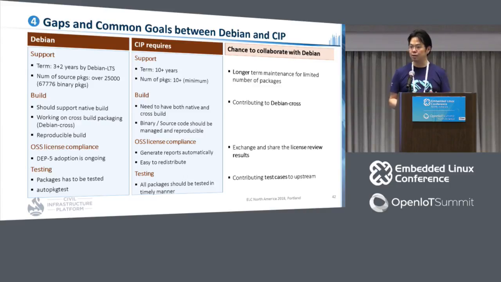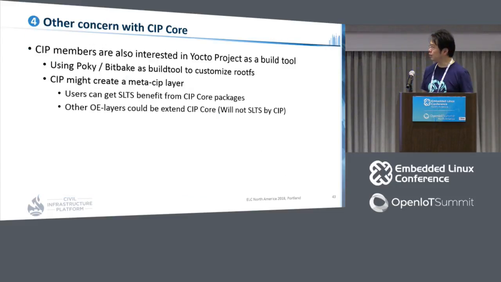And for build systems, we sometimes need to have cross-build capabilities, but Debian is using native build. So there are some points we can contribute for Debian cross. And open source license compliance issues, currently Debian moved to a new license format, which is called DEP-5. And this is very detailed information and can be converted from SPDX files, which is standardized by a Linux Foundation project. So we are currently considering having a reviewed result with, for example, SPDX, then convert it to DEP-5 and also contribute to the Debian community. So this is a kind of way to contribute to Debian.